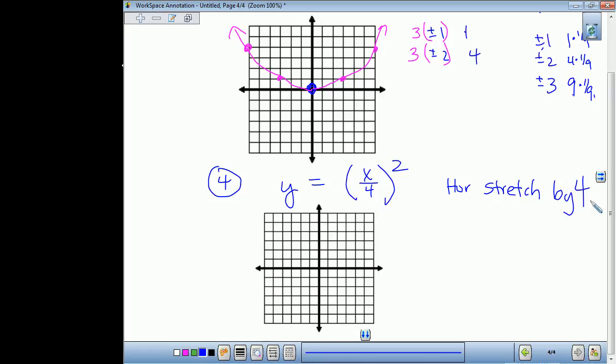Got this? Awesome. Okay, so normal moves are plus or minus 1, 1, plus or minus 2, 4. But this is horizontal. Horizontal multiplies the x's. So I go plus or minus 4, 1, plus or minus 8, 4. So from this vertex here at 0, 0, I'm going to go right 4, up 1, left 4, up 1, right 8, up 4, left 8, up 4. I'm off my graph, but you kind of get the idea.